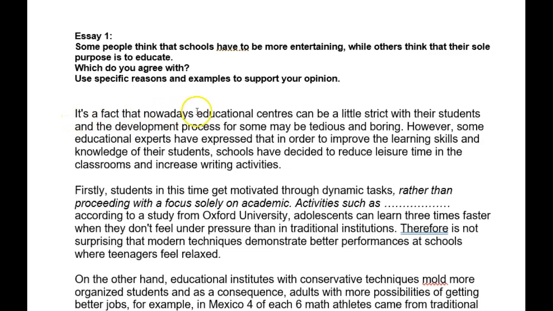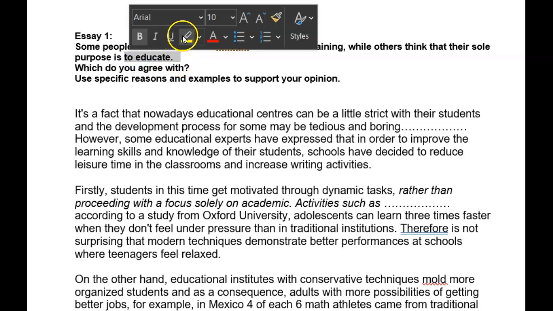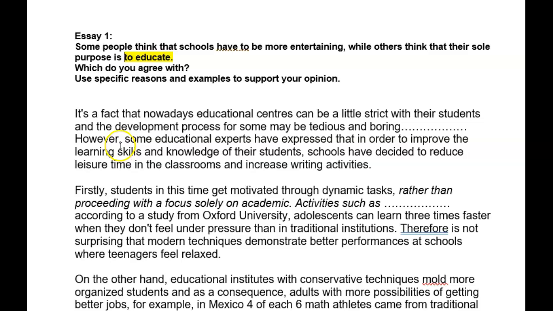So the fact that nowadays educational centres can be a little strict with their students, and the development process for some may be tedious and boring, due to the focus on academics, okay? Because we've got to talk about educate here. Due to the focus on academics. However, some education experts have expressed that in order to improve the learning skills and knowledge of their students, schools have decided to reduce leisure time in classrooms and increase writing activities. Good, okay, really nice.